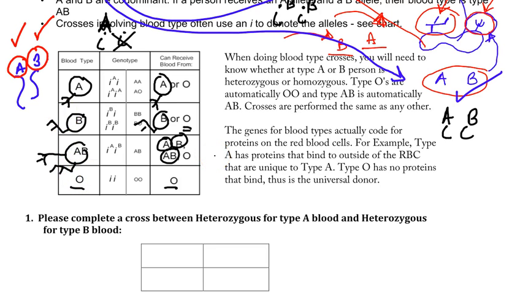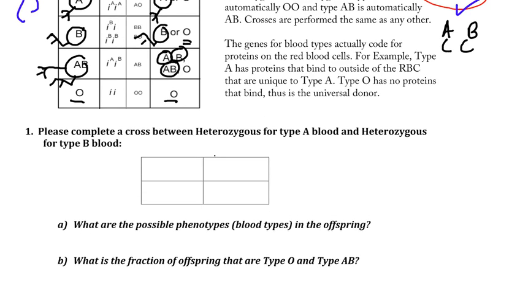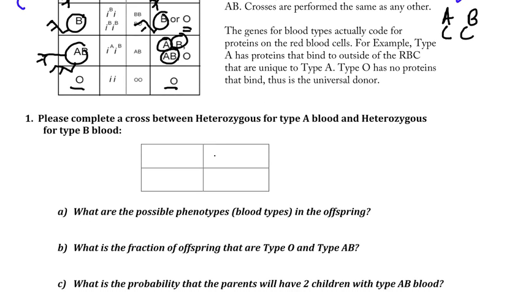So in any case, let's do a cross here. Please complete a cross between a heterozygous type A and a heterozygous type B. So type A heterozygous: here's I to the A, and if I'm heterozygous, I'd have the broken gene too. And heterozygous for blood type B, so this would be I to the B, and the broken gene here, the recessive.